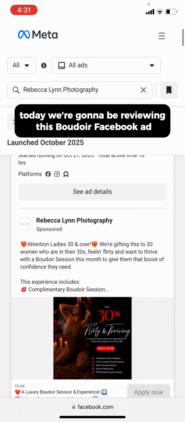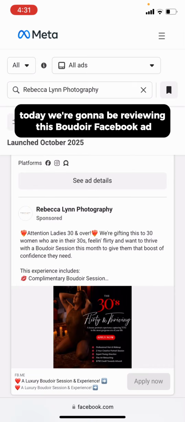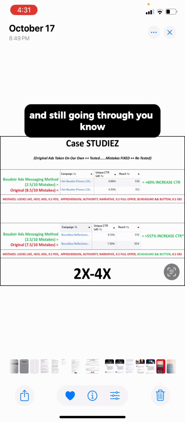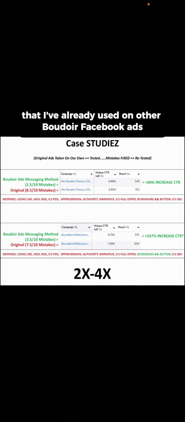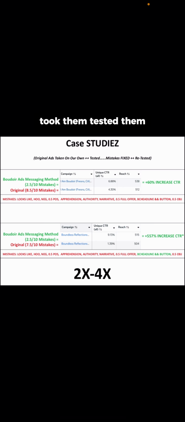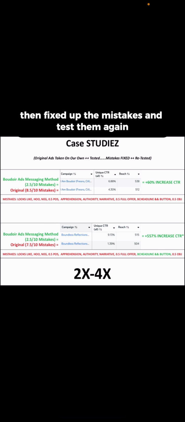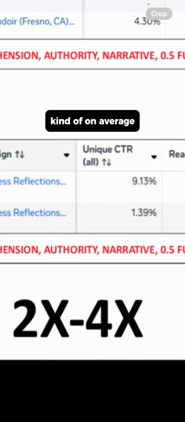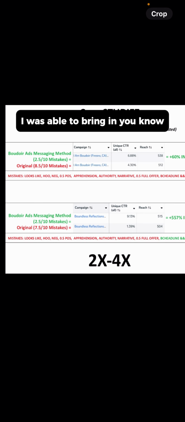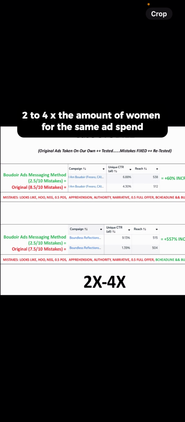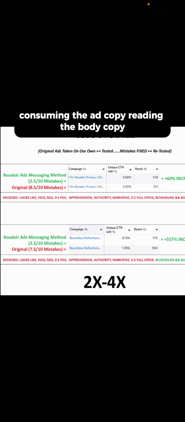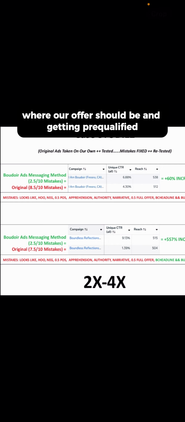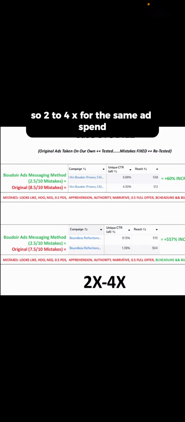Today we're going to be reviewing this Boudoir Facebook ad and still going through my 10 mistakes framework that I've already used on other Boudoir Facebook ads. Took them, tested them, found the mistakes, then fixed up the mistakes and tested them again. On average, I was able to bring in 2 to 4x the amount of women for the same ad spend to be clicking on the ad, consuming the ad copy, reading the body copy, where our offer should be, and getting pre-qualified. So 2 to 4x for the same ad spend.